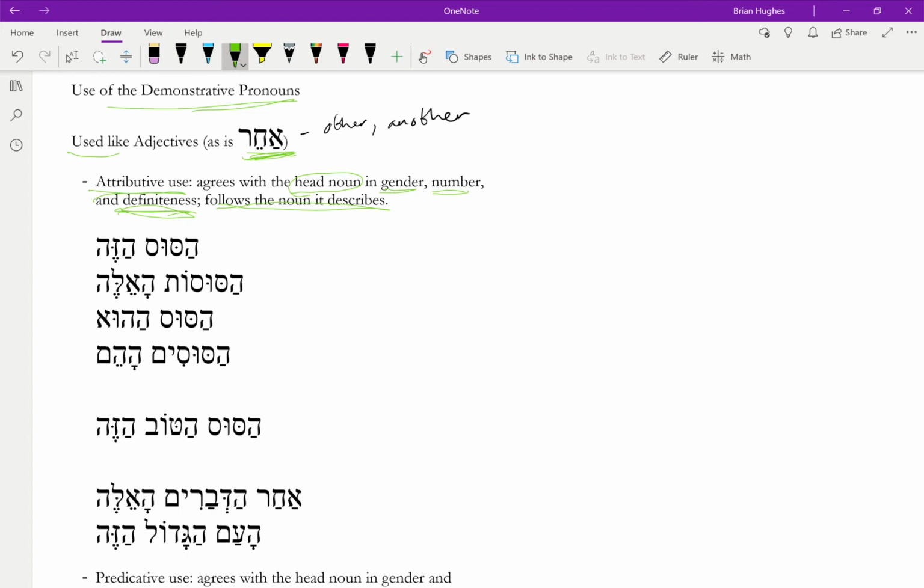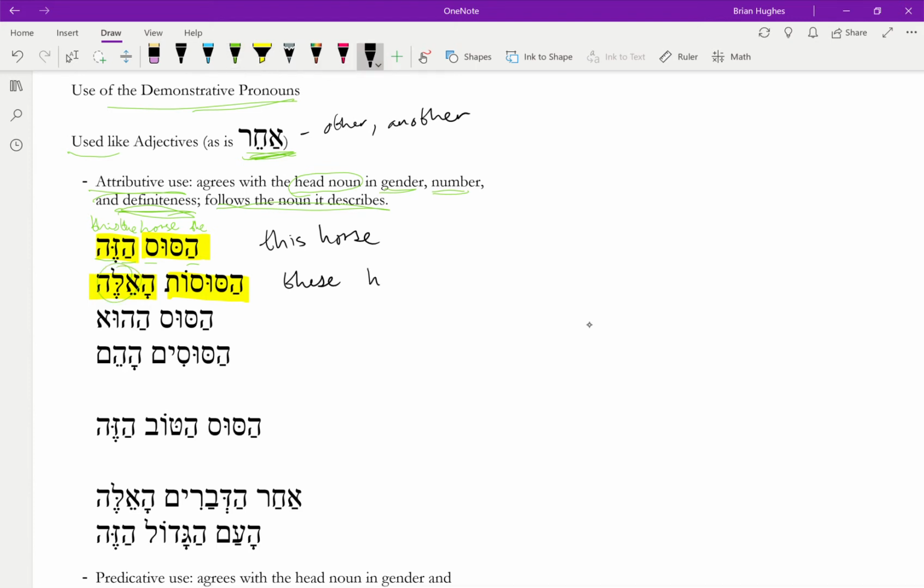And so some examples here, and many of these are taken from the textbook. We have hasus, the horse, and then we get hazeh, this. It's masculine, singular, and definite. We get masculine, singular, and definite. So then this means this horse. We could go through these about hasusot, which is a feminine plural, with ha'ele. So this means these, because it's plural here, ele.